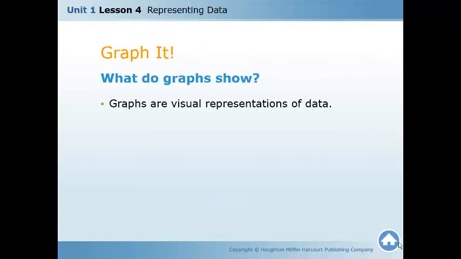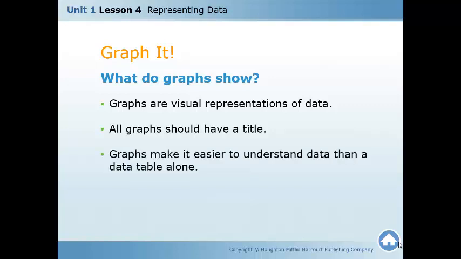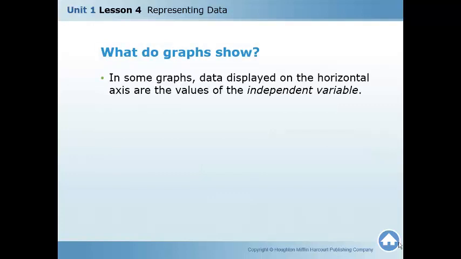What do graphs show? They are visual representations of data, and all graphs should have a title. Once again, if you don't have a title, no one knows what your graph is about. Graphs make it easier to understand data than just a data table by itself. Looking at the data table can be overwhelming, just seeing so many numbers, especially if you are doing a good experiment with lots of data in it.